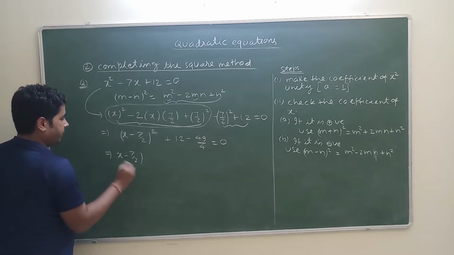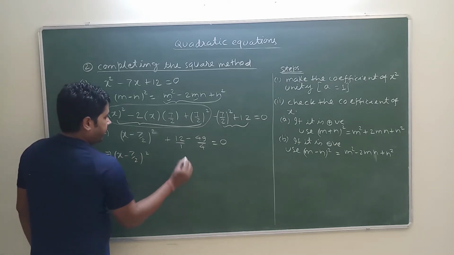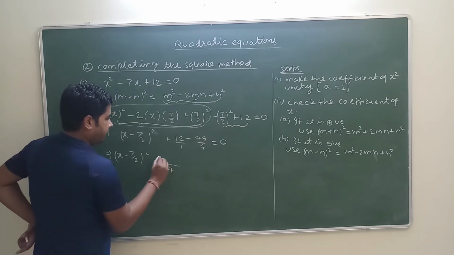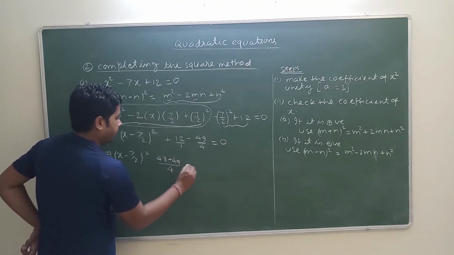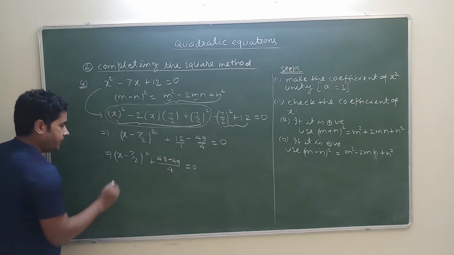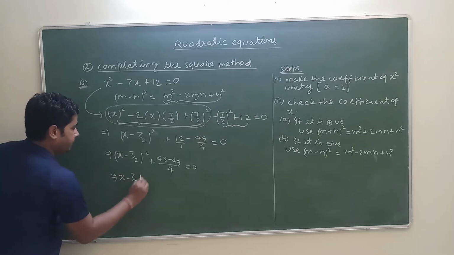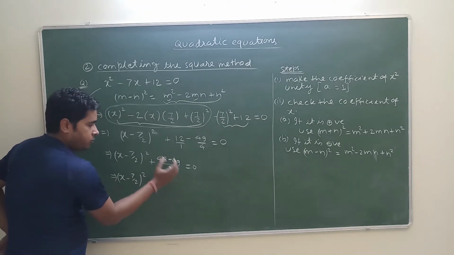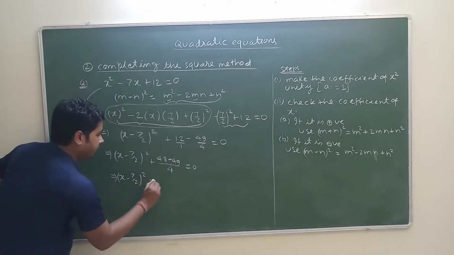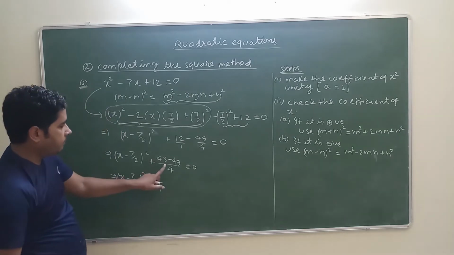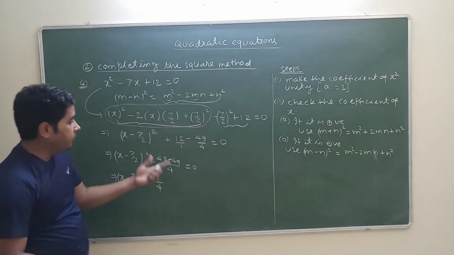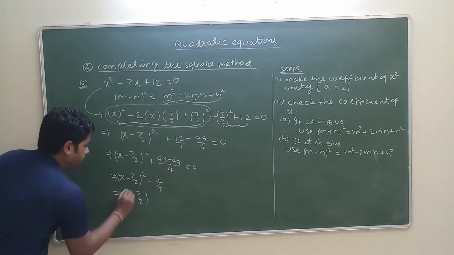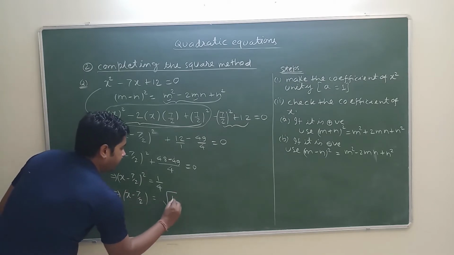So (x minus 7 by 2) whole square, you can take the LCM, it will be 4. This is 48 minus 49, which is equal to 0, we are having a plus here. So this will be (x minus 7 by 2) whole square, this is minus 1 by 4. Minus 1 by 4, if you transpose this to the right hand side, you will get plus 1 by 4.